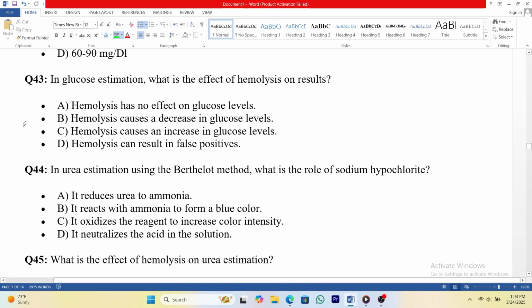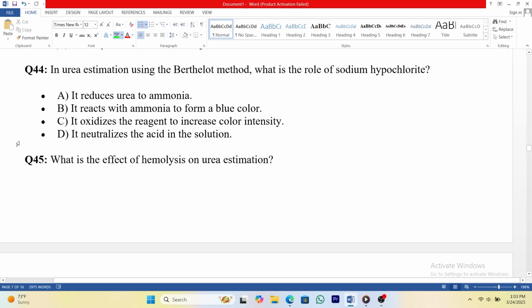43. In glucose estimation, what is the effect of hemolysis on results? A. Hemolysis has no effect on glucose levels. B. Hemolysis causes a decrease in glucose levels. C. Hemolysis causes an increase in glucose levels. D. Hemolysis can result in false positives. Answer: C.